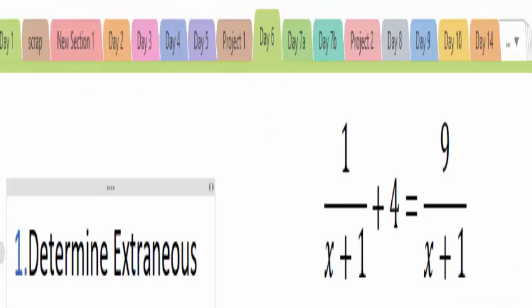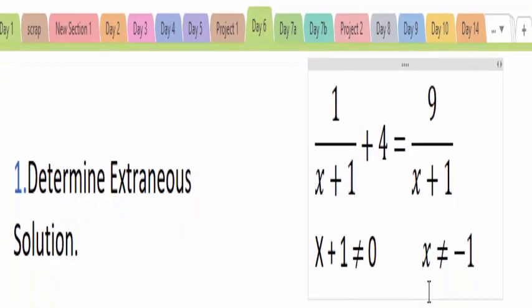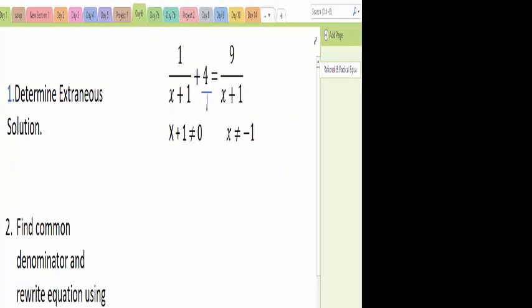Okay, our first step would be to determine an extraneous solution. And then for your rational equations, we look at the denominator and see that the denominator cannot equal 0. So x plus 1 cannot equal 0. And in solving, we find that x cannot equal negative 1. Now we have to find a common denominator, and remember that this whole number is over 1, so it has a denominator, and our common denominator would be x plus 1.